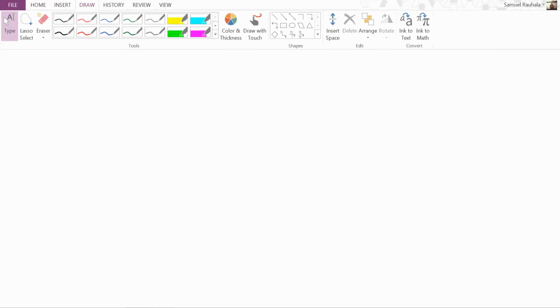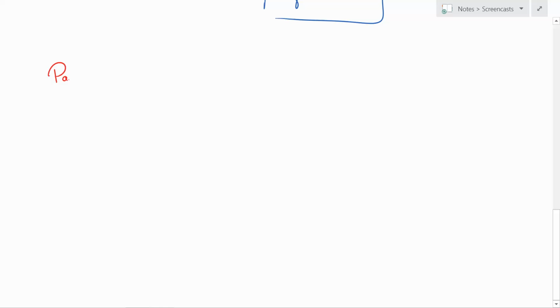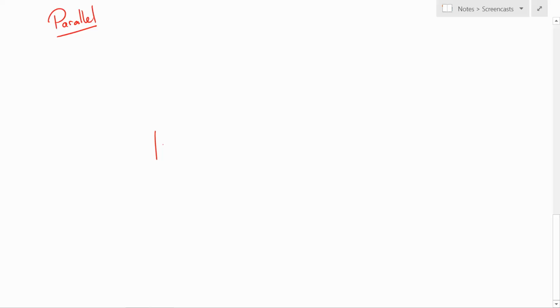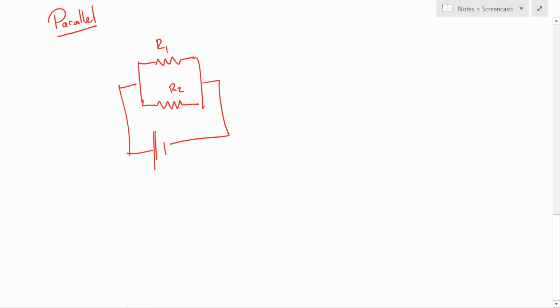So let's take a look at parallel circuits. Well, in a parallel circuit, I'm going to have, again, a battery. And I'm going to have a branch in this. Something like this. So I have R1, R2. Wow, that was a really rough looking circuit. Let's see if I can do a little better this time. Like the resistors, keep them.